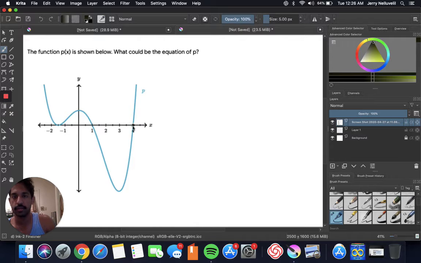The first one is over here at 4, the next one is at 1, and this next one over here is at negative 1.5, I see, which is the same as negative 3 over 2. Okay, so that means p of x is going to be something. Well, I can do these two first. The one on the far right is going to be x minus 4. The next one is going to be x minus 1.